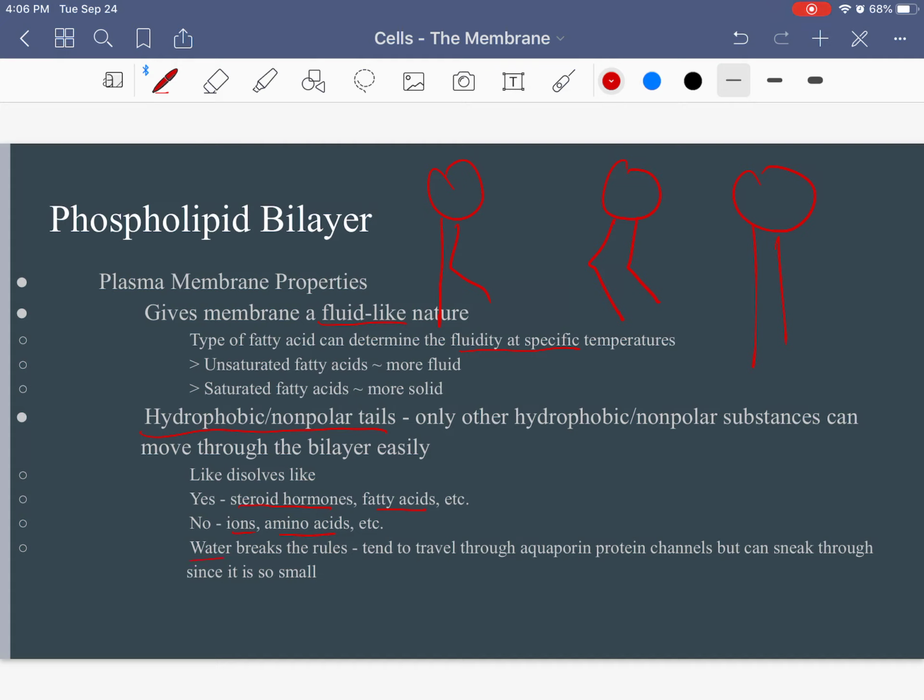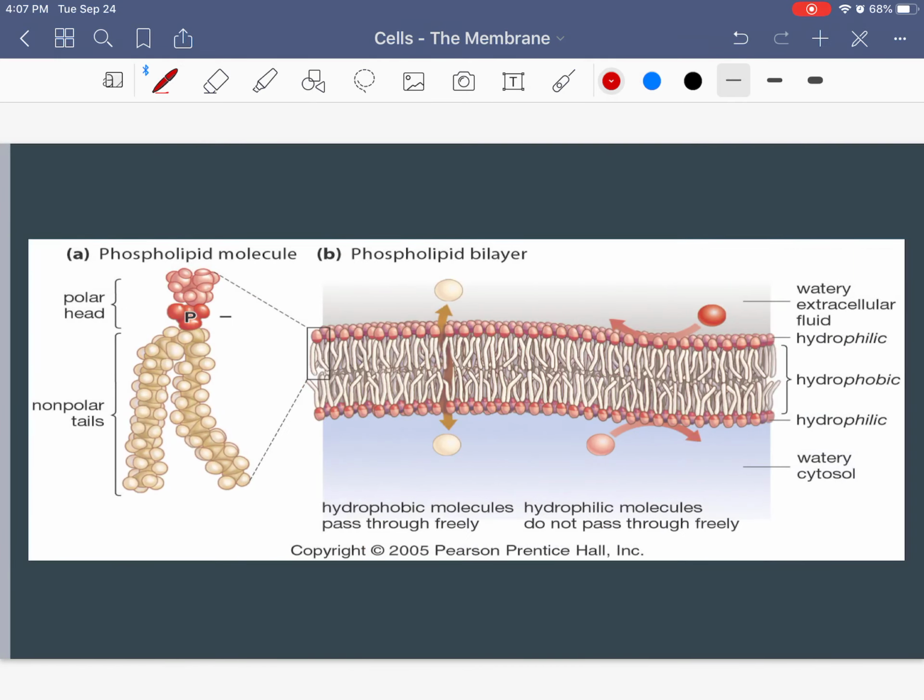Water is one of those things that breaks the rules. Water will move through what is called an aquaporin protein. It's going to move through a channel. So remember, water is charged, so it will move through a channel to get into the cell, but water can also sneak through the cracks. Since it's such a small molecule, it kind of wiggles in through those phospholipids. It's kind of like sand in your bathing suit. Sand is not supposed to get into your bathing suit, but it can sneak through.